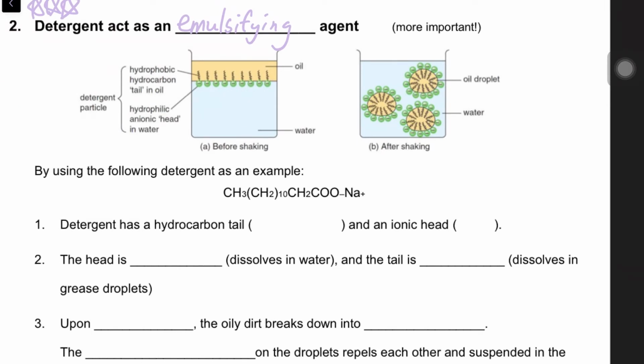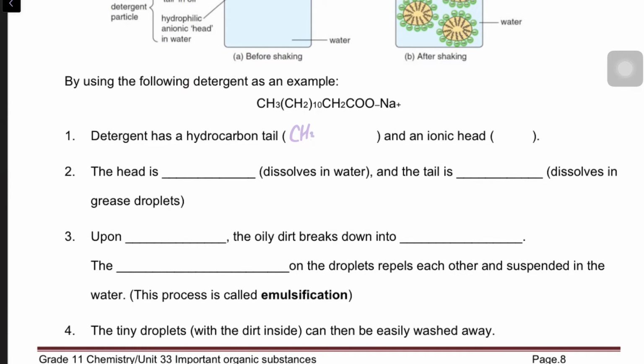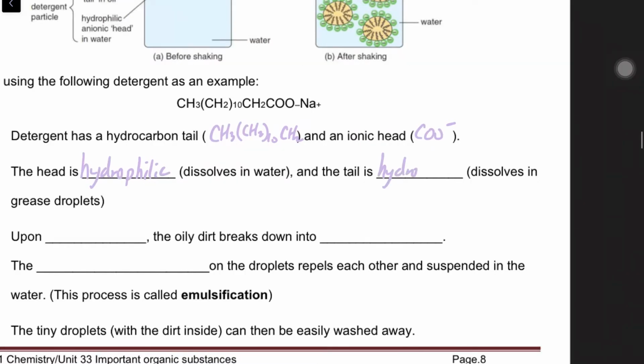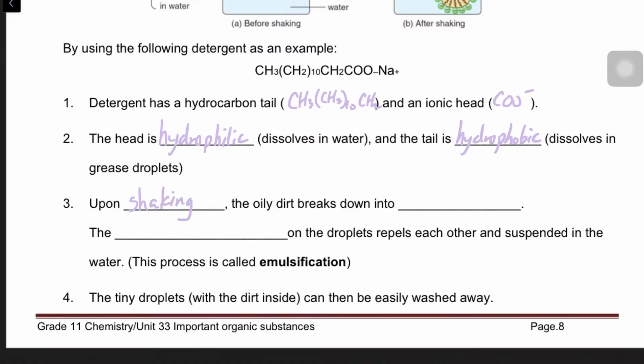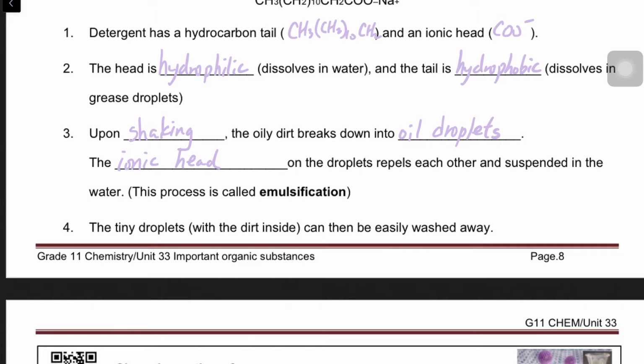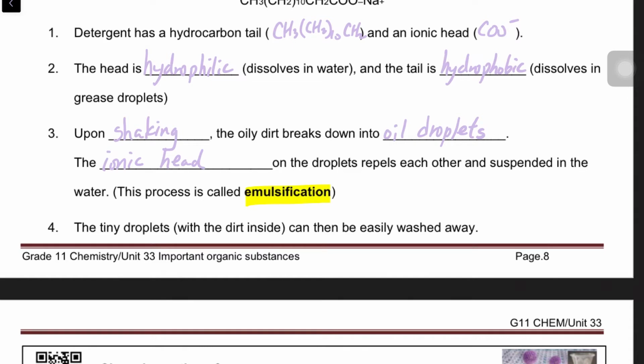Now let's try to fill in the blanks. First, the detergent has a hydrocarbon tail, in our example CH3(CH2)10CH2, and the ionic head is COO minus. So again, be careful: the sodium ion is not included in the ionic head. The head is hydrophilic and the tail is hydrophobic. Upon shaking, the oil does break down into oil droplets, and the ionic heads on the droplets repel each other and are suspended in the water. We call this process emulsification. And finally, the tiny droplets can be washed away easily.